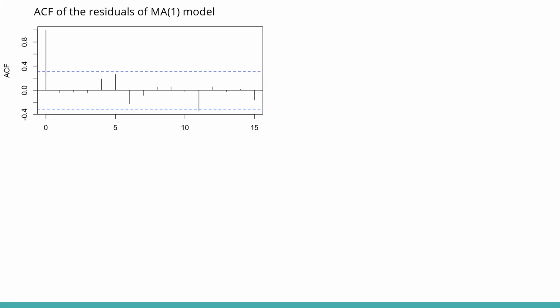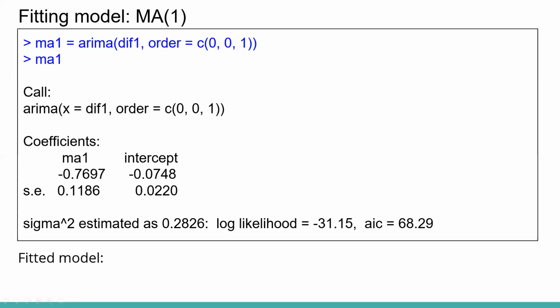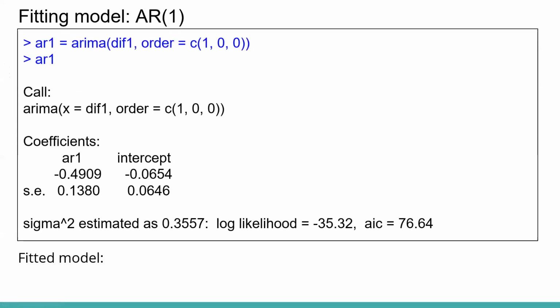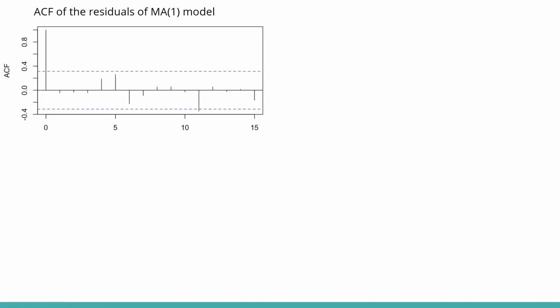Now, I started with the MA of order 1. I've estimated the MA of order 1. This is what I have. I've estimated the AR of order 1. This is what I have. I've estimated the AR of order 3. This is what I have. The next thing that I'm going to do right now is to investigate each of these models for diagnostics. We need to evaluate the models. And if we want to evaluate a model for diagnostics, we're going to talk about the ACF of residuals.